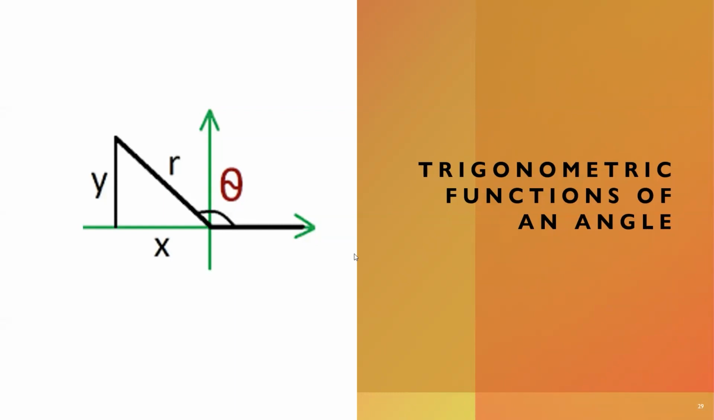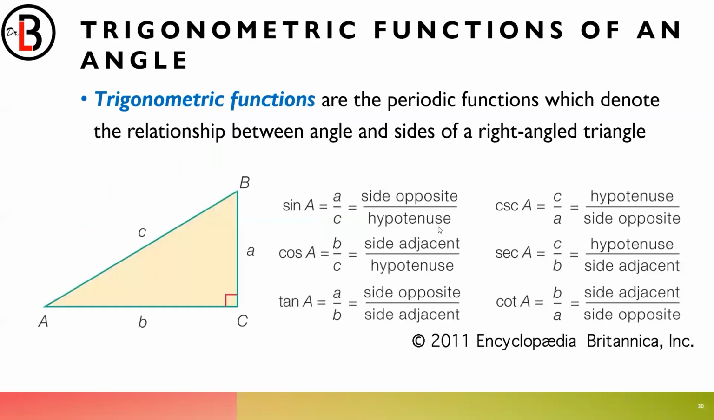So, trigonometric functions of an angle. Take note, there are 6 basic trig functions from among the different other functions that you might see. We'll be focusing on the 6 trig functions. The trigonometric functions are periodic functions, which denote the relationship between an angle and the sides of a right-angled triangle. Again, the trig functions are applicable only for right triangles.